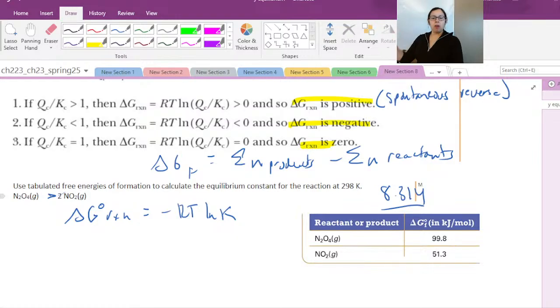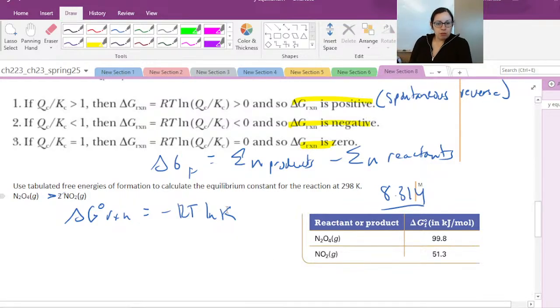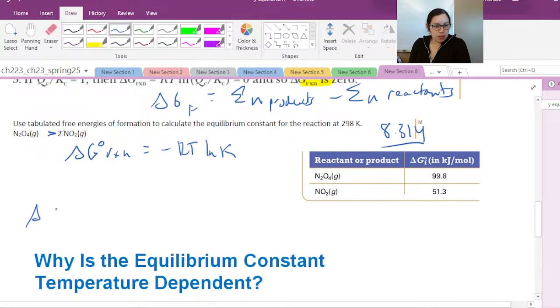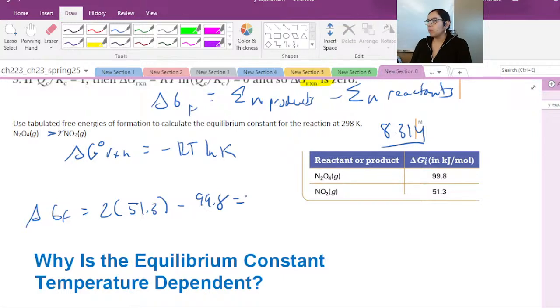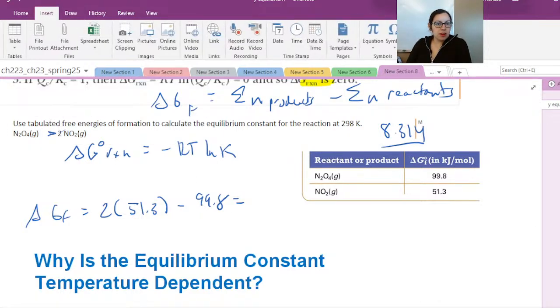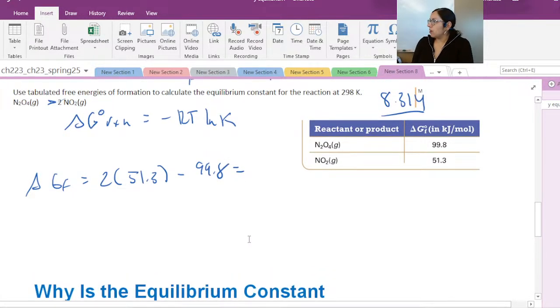All right, so start walking me through. What do we get for our change in Gibbs free energy? So delta G, we did 2 times our products minus reactants. What did you end up getting for your difference? I just jumped straight into the formula there. We had to get the delta G to get the K, because we weren't given the equilibrium constant, so we have to figure out our Gibbs free energy.